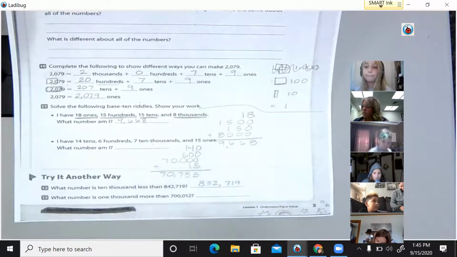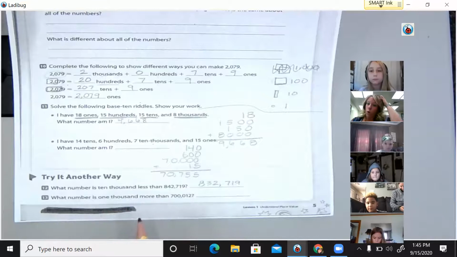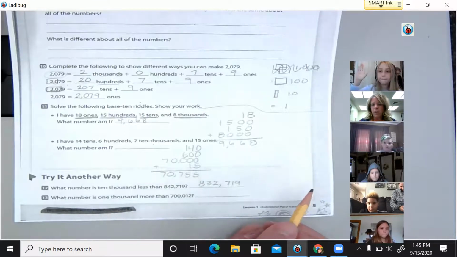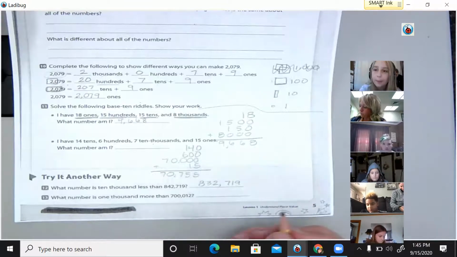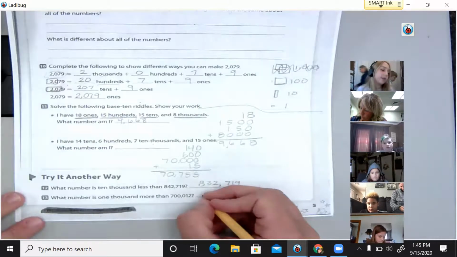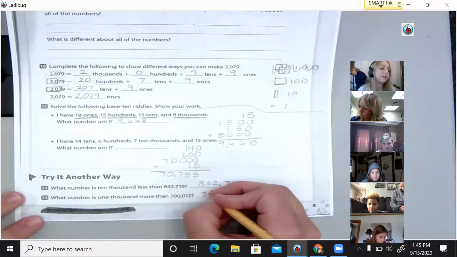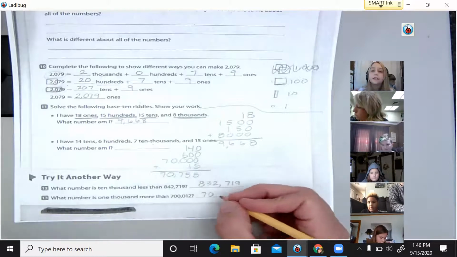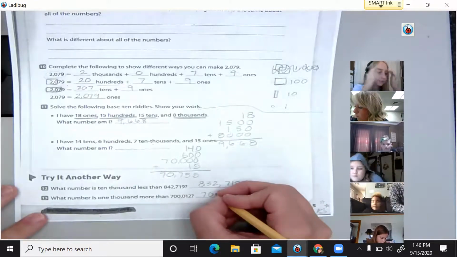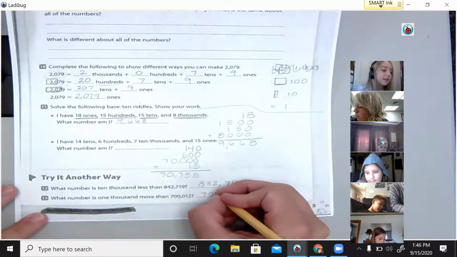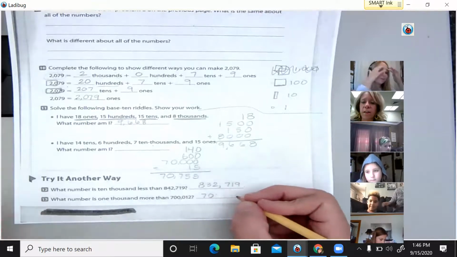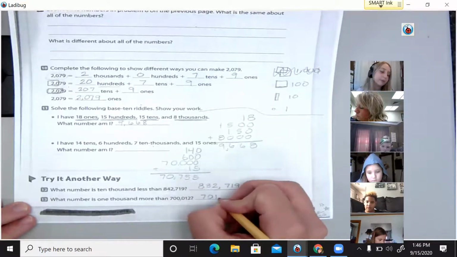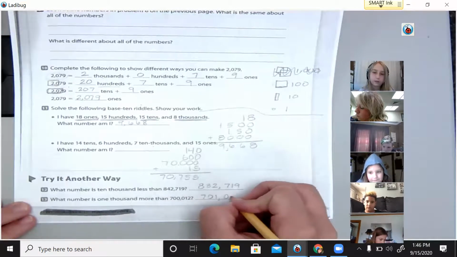Okay, last one. What number is 1,000 more than 700,012? Go ahead, Sophia. It's 7,000. No, 71. Remember, honey, chunk it, those three together. Sorry. Let's try this. Read me your digits. 7, 0, 7, 1, and then 0, 1, 2.